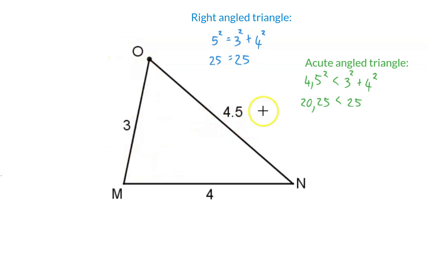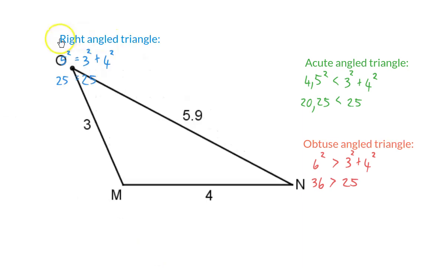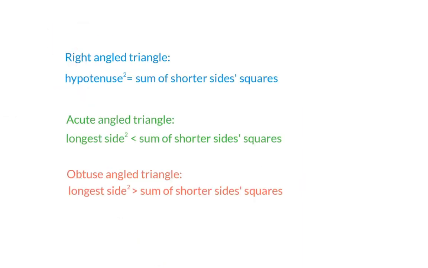And if we go and form an obtuse angled triangle, you will see that the longest side squared is now bigger than the sum of the 2 shorter side squares, because the original hypotenuse has now been lengthened. This means that we can make use of similar calculations to that of the converse theorem of Pythagoras to determine the type of triangle. Let's go and have a look at an example like this.